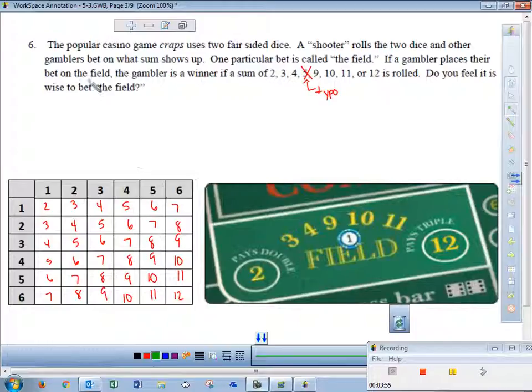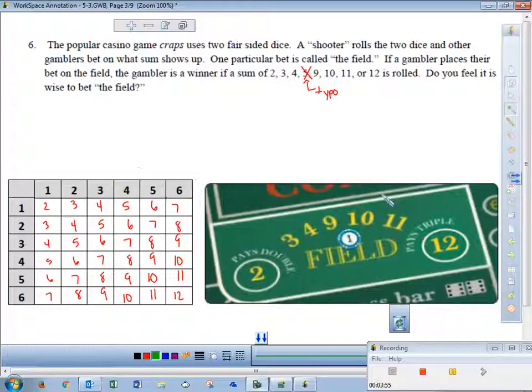If you place your bet on the field, the gambler's a winner if it's a sum of 2, 3, 4, cross out that 5 because that's a typo. So you win if a 2 shows up, a 3, a 4, a 9, a 10, an 11, or a 12 is rolled. And if you roll a 2 or a 12, they pay more. This particular table says 2's pay double and 12's pay triple, meaning if you bet $1, they'd give you $3.